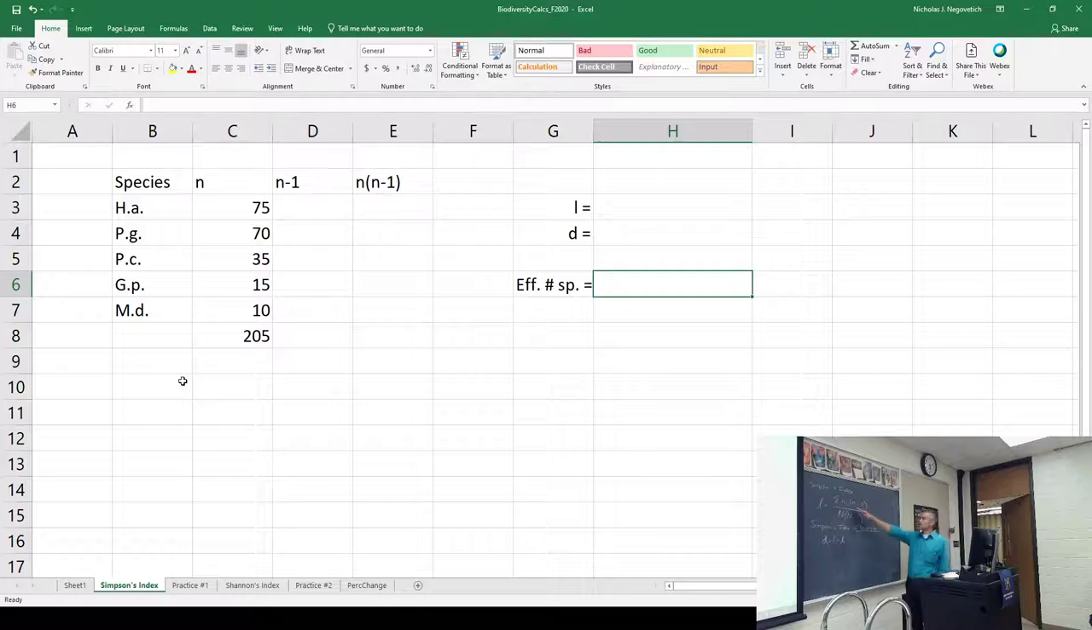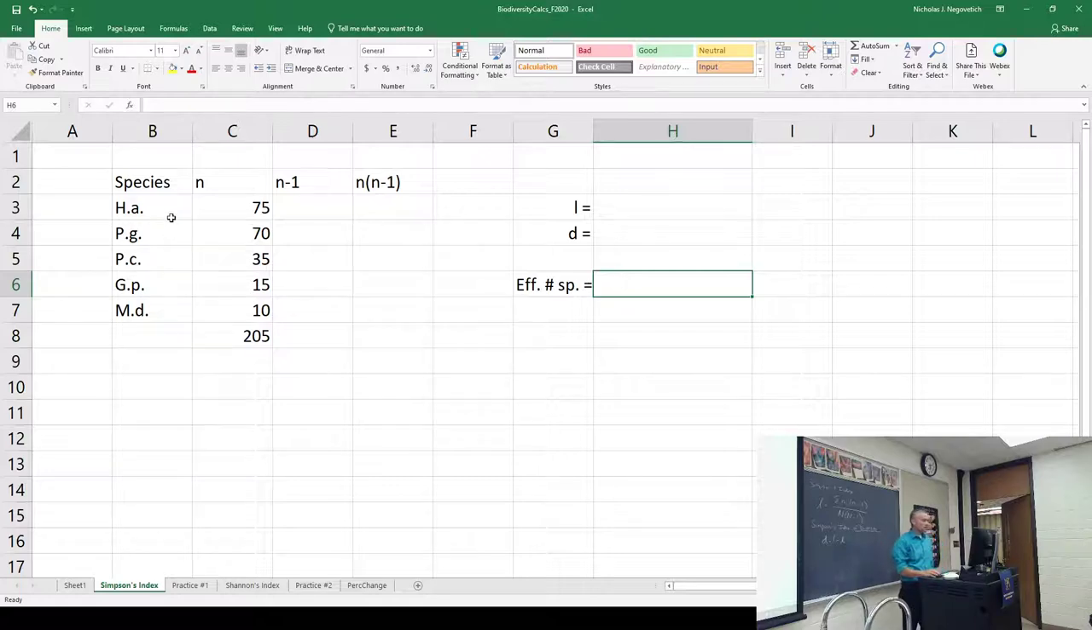What we're going to do is separate lowercase and uppercase. Uppercase N is your total number of individuals in our population. Lowercase n with the subscript i represents the number of individuals of a species, and i is just saying species 1, species 2, species 3, species 4.